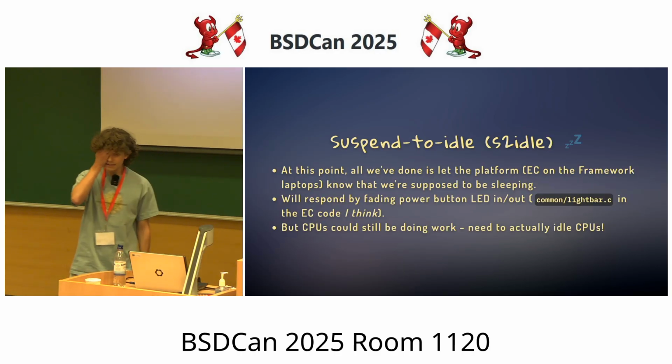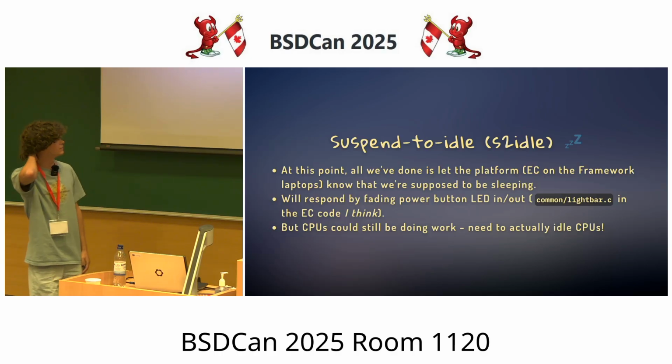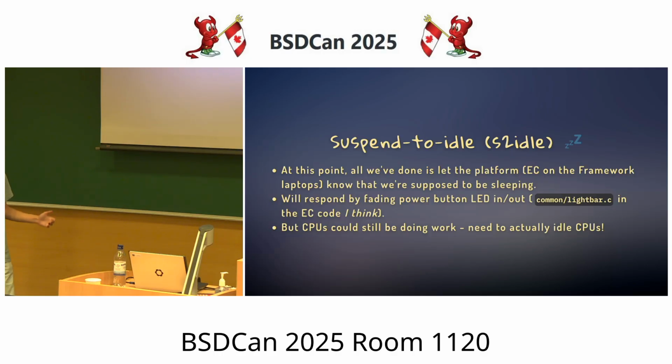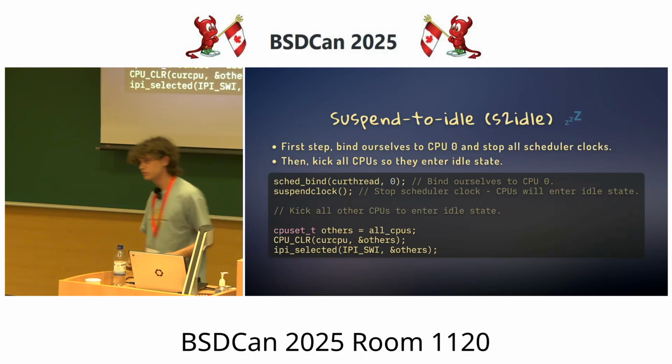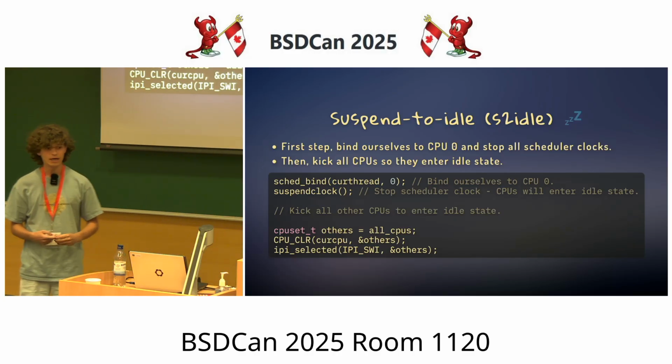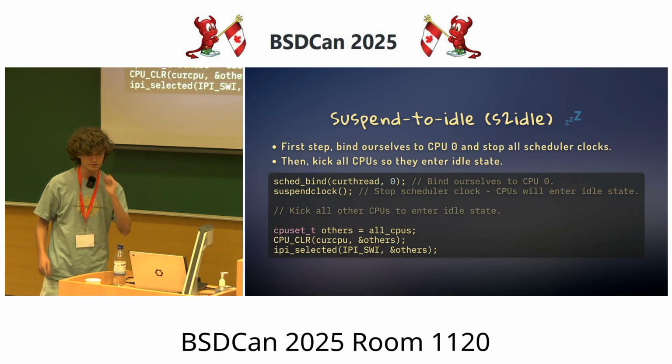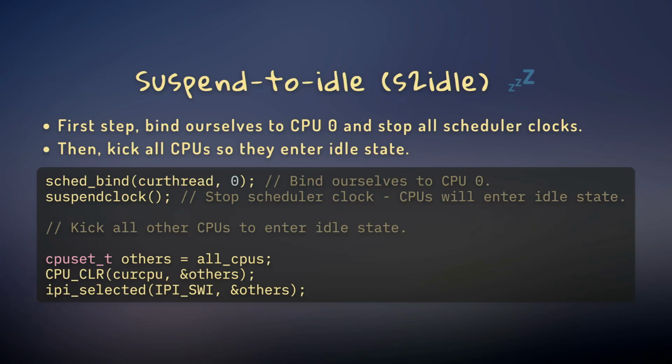And the next thing I want to introduce is suspend to idle, S2 idle. So all we've done at this point is just let the system know that we want to enter suspend, but we're not actually idling the CPU. We're not actually doing anything. So, okay, let me read what I wrote. Yeah, our CPUs could still be doing work while we're in mod suspend, so we want to actually idle the CPUs. So the first step we want to do is bind ourselves to CPU 0. We want to stop the scheduler clock on all our CPUs. And we want to kick them so that they actually enter idle.